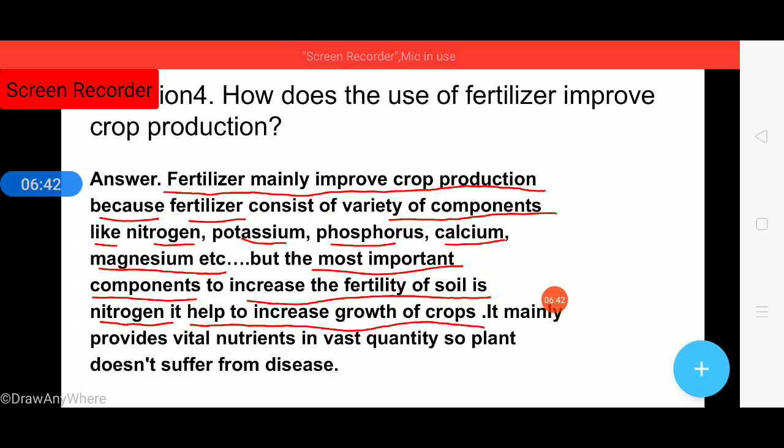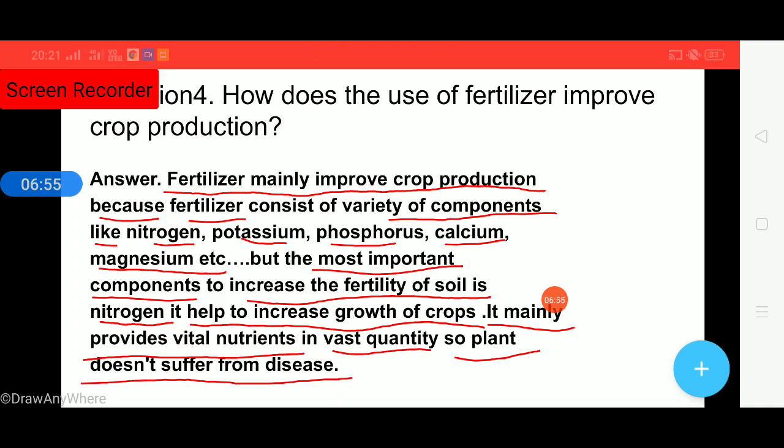It will help to increase the growth of crops, and it mainly provides vital nutrients in vast quantity, so plants do not suffer from any disease.